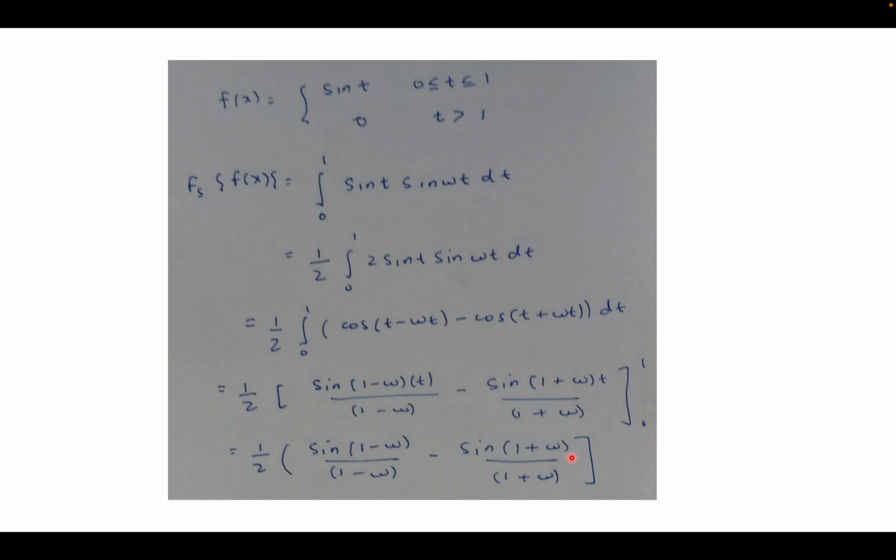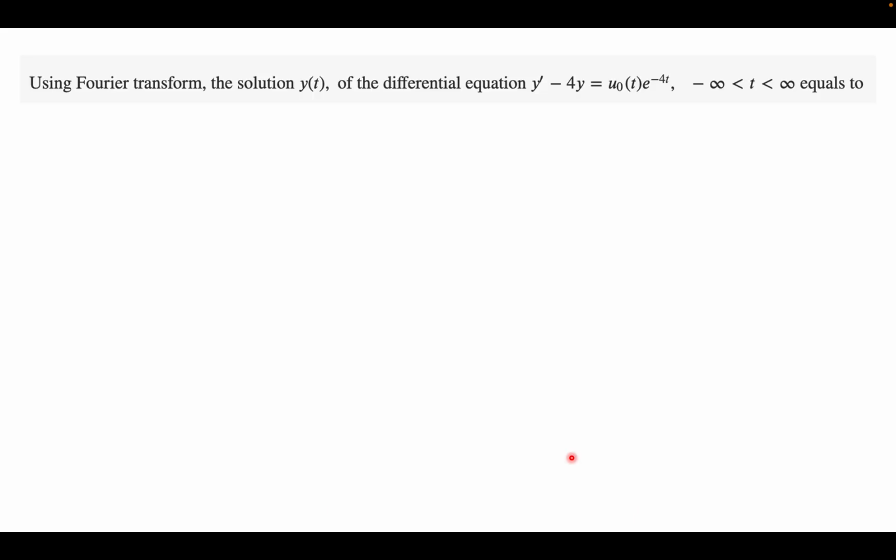Okay, then let's move on to problem number 3. Using the Fourier transform, find the solution y(t) of the differential equation y' minus 4y equals u naught t e to the power minus 4t, right? So basically you need to use the properties of the Fourier transform in order to find the solution of the following differential equation, right?